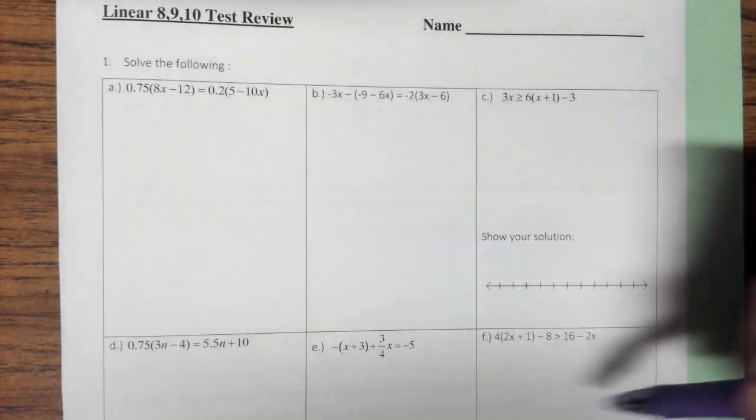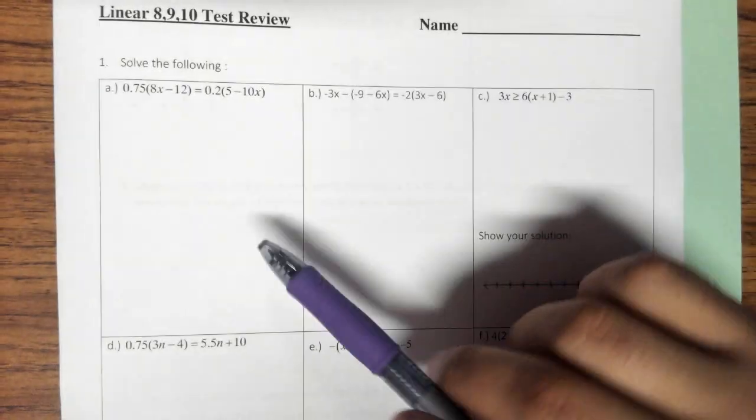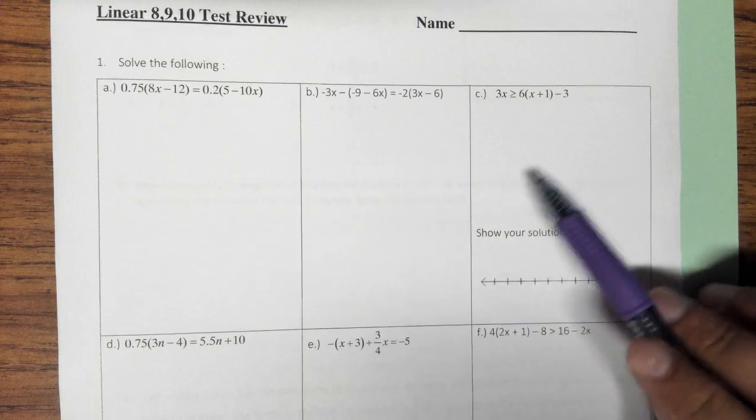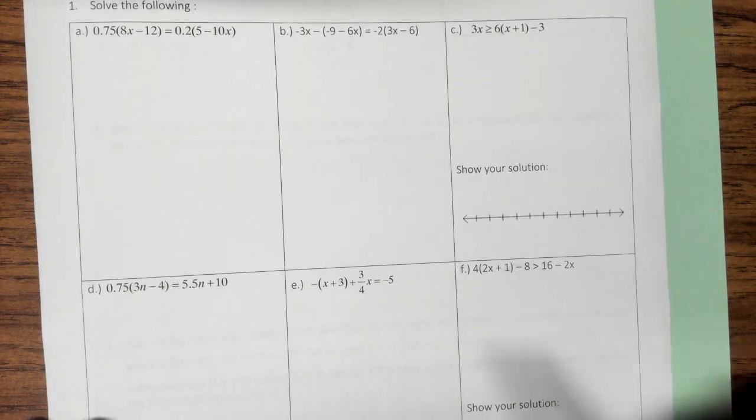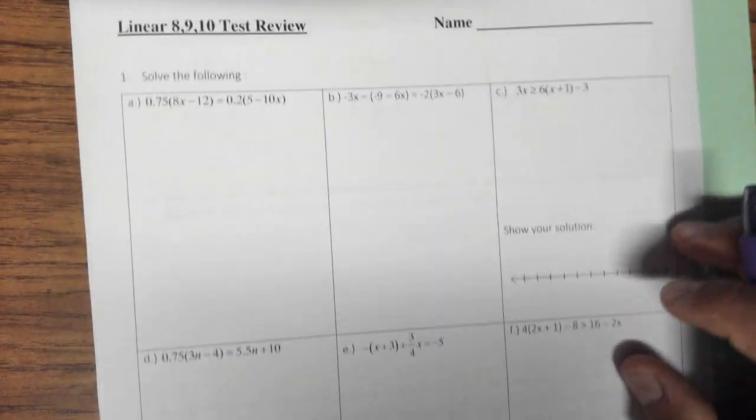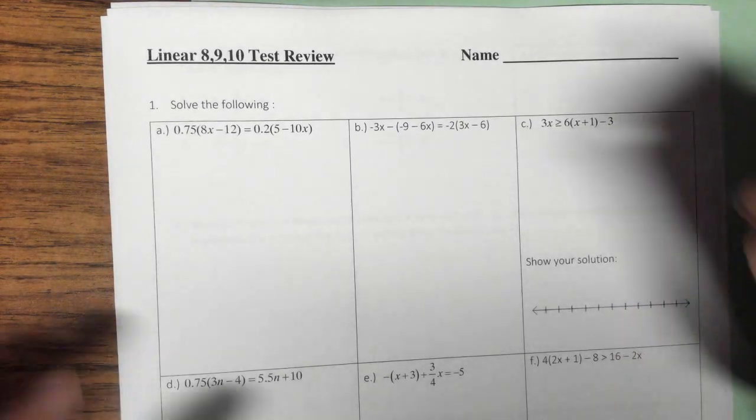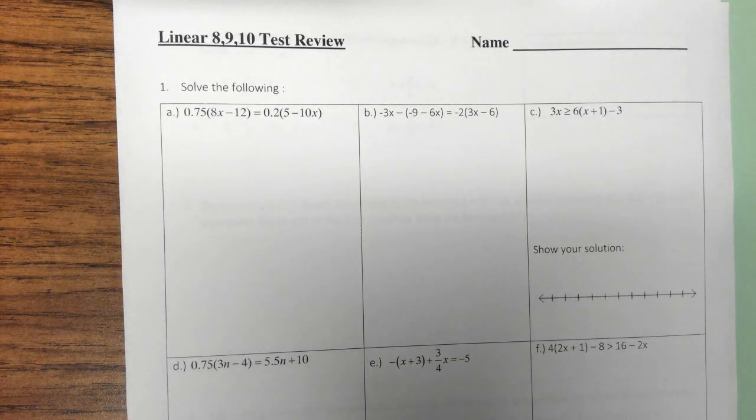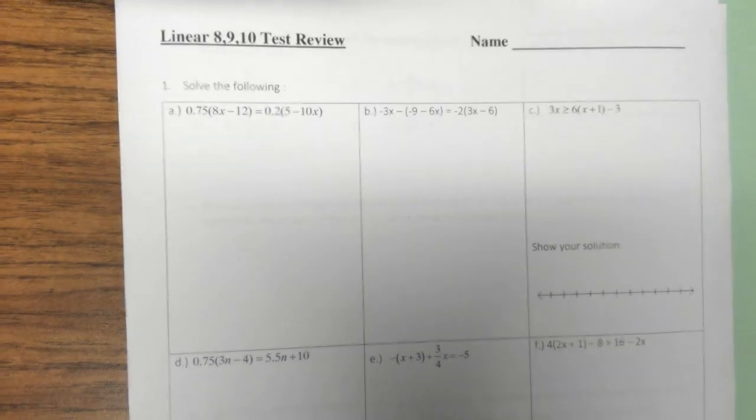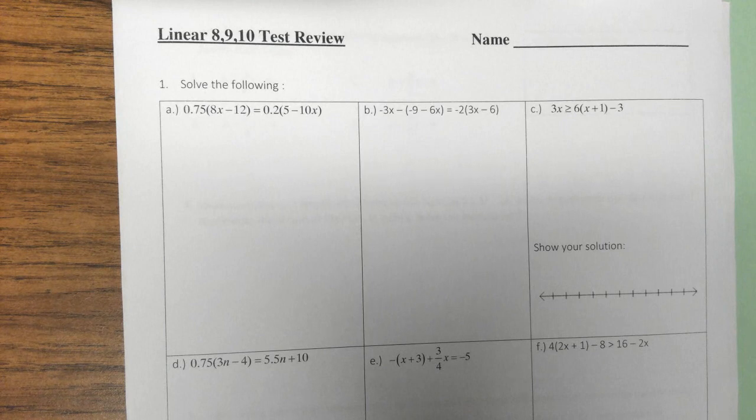Okay, so first, number 6. I'll go ahead and show one of the solving and then one with the inequality, and then leave you guys a few of these other ones so that you can go in and solve. Okay, so the first one we have, problem A, we have 0.75(8x - 12) = 0.2(5 - 10x).